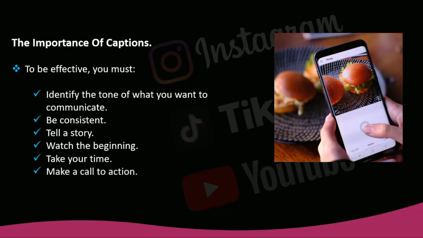One of the critical points of a caption is to generate interaction, so making a call to action will invite your followers to interact with you, give you feedback, and even feel part of something.